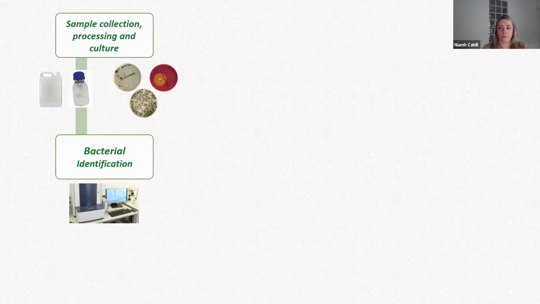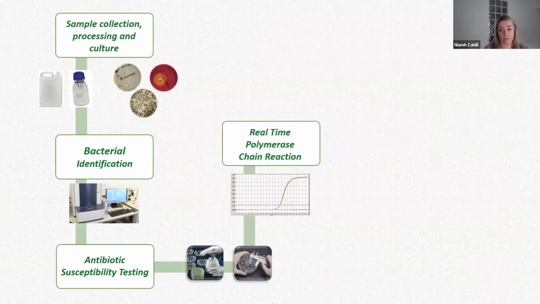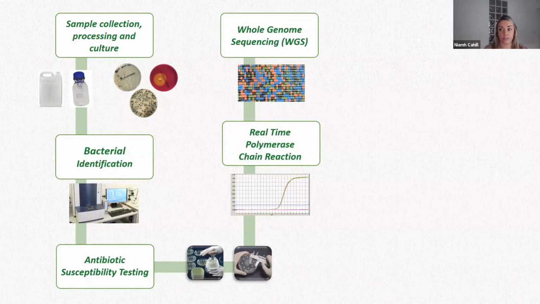So just to briefly run through our methodology. Initially samples were collected and processed, and bacterial culture was carried out. Then bacterial identification was carried out on suspect colonies from the agar plates. We were looking for Enterobacterales, a family of gram-negative bacteria, and we used MALDI-TOF to identify these. Antibiotic susceptibility testing was then carried out on these isolates, and then isolates underwent real-time PCR for the detection of carbapenemase and ESBL genes. I won't go through the real-time PCR results today because I will be focusing on the whole genome sequencing results.